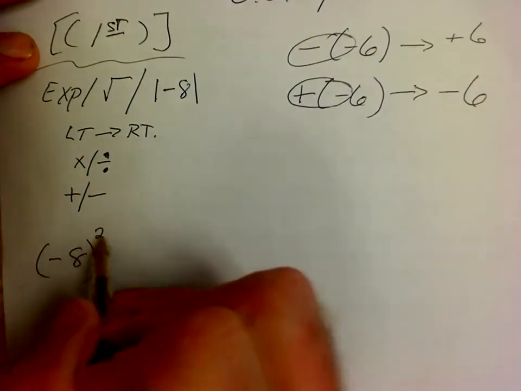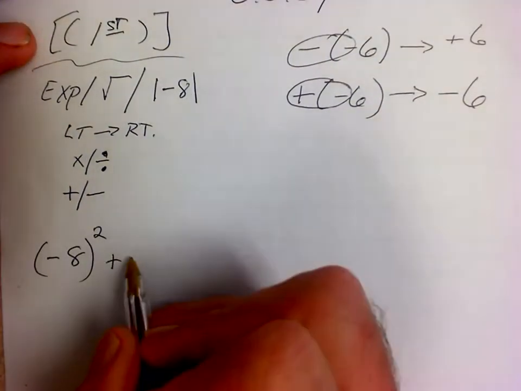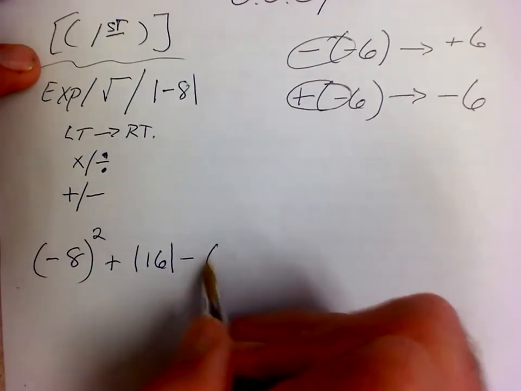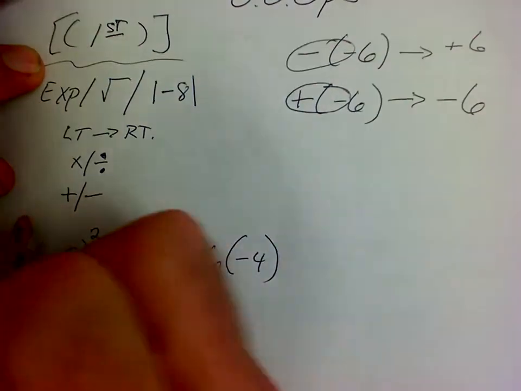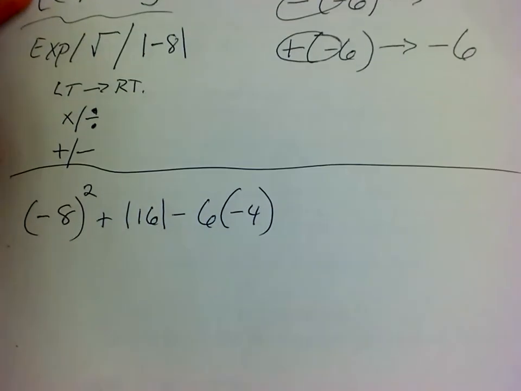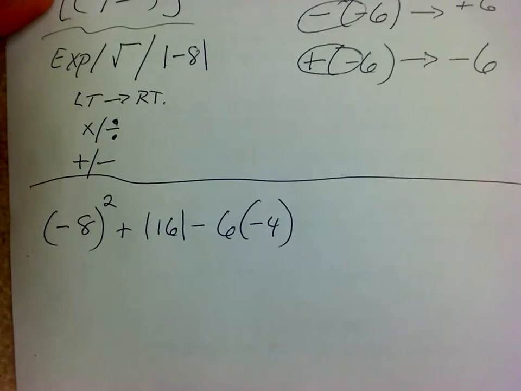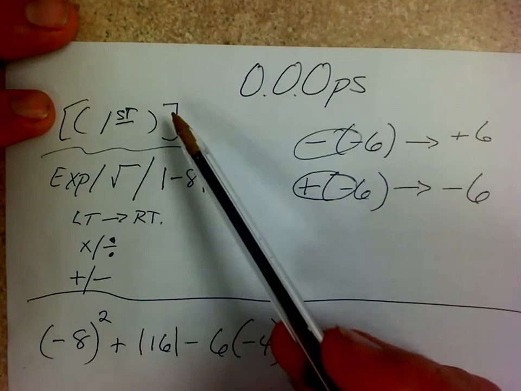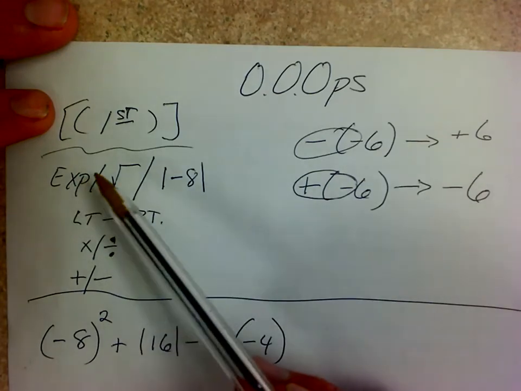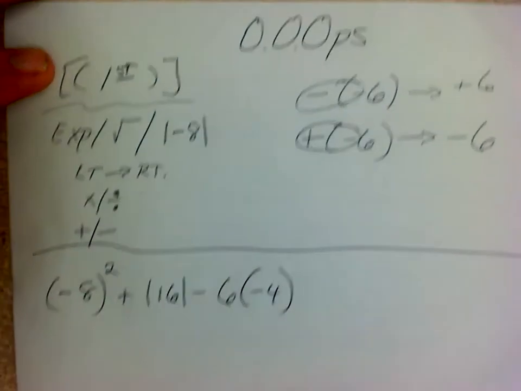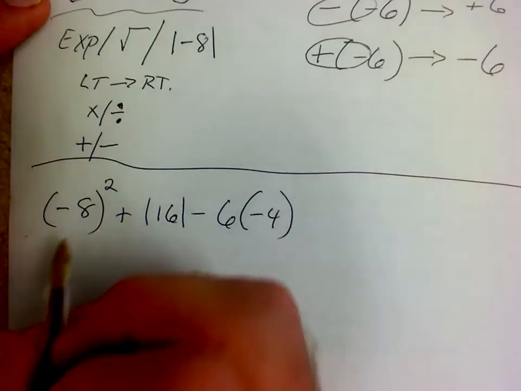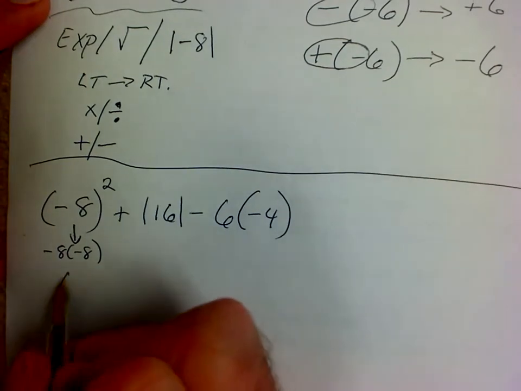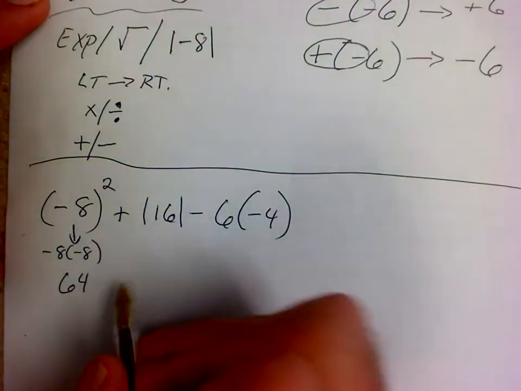Negative 8 to the second power plus the absolute value of 16 minus 6 times negative 4. I'll try to get some examples here for you. We have no parentheses or brackets, which we want to start with. None of those here in this problem, so we can jump down and take care of all these symbols. We have negative 8 to the second power. That's negative 8 times negative 8, which is a positive 64.